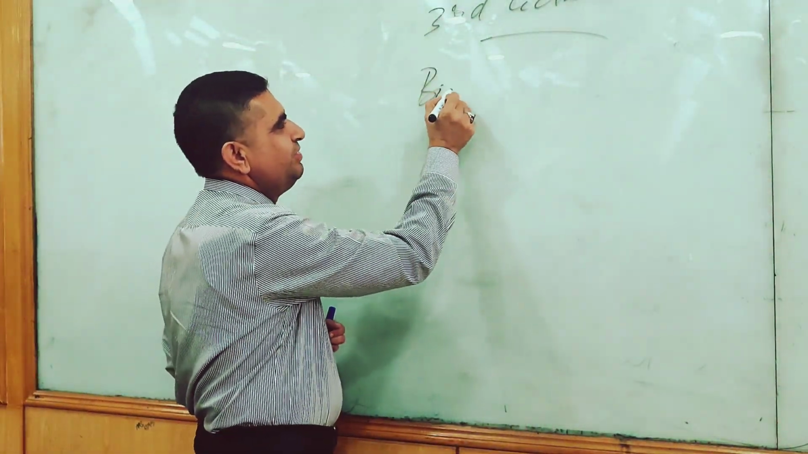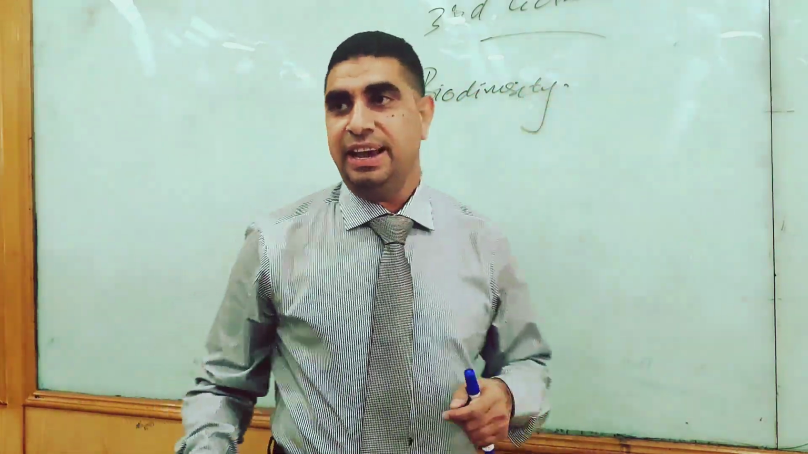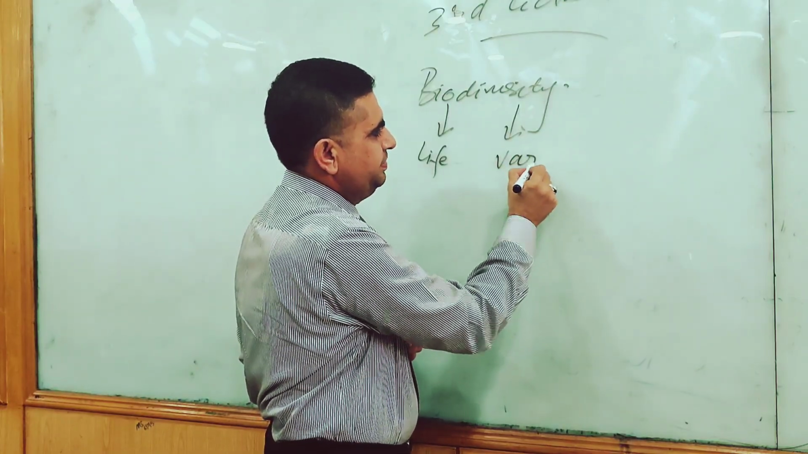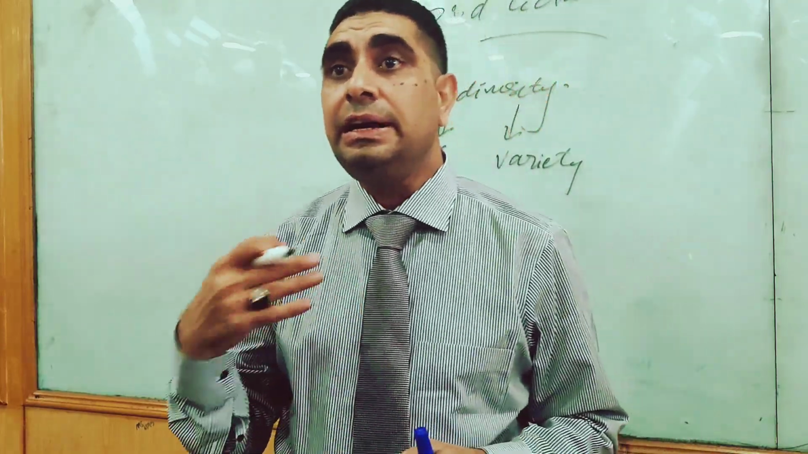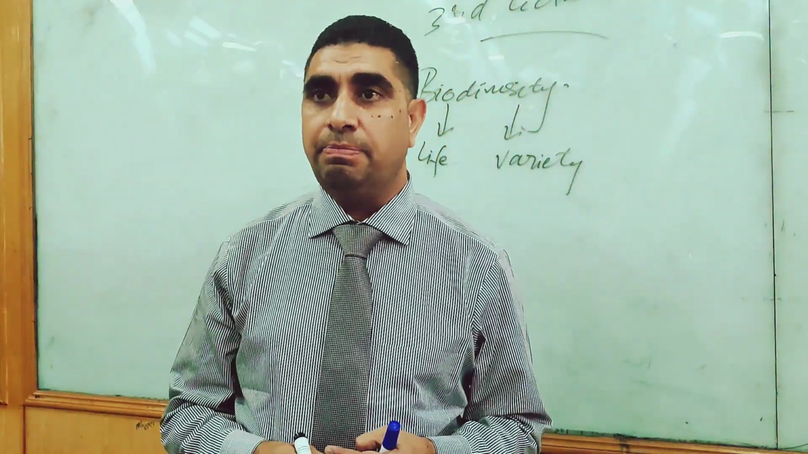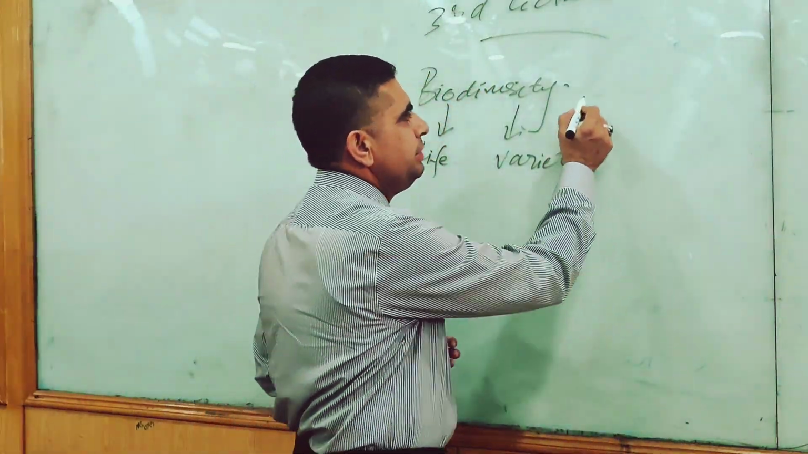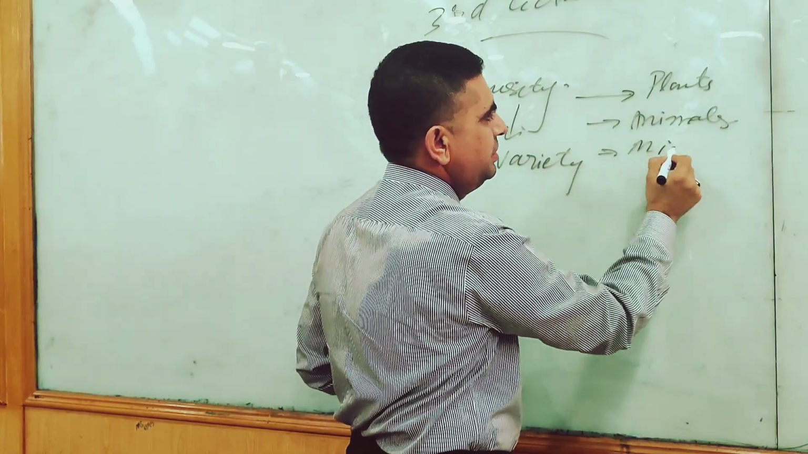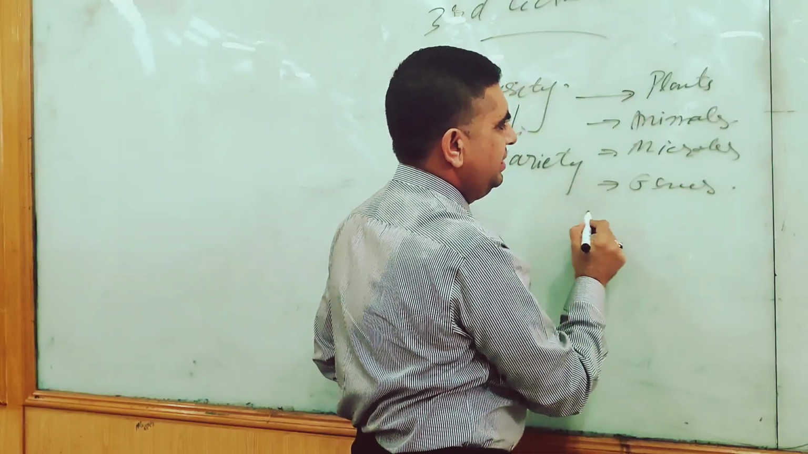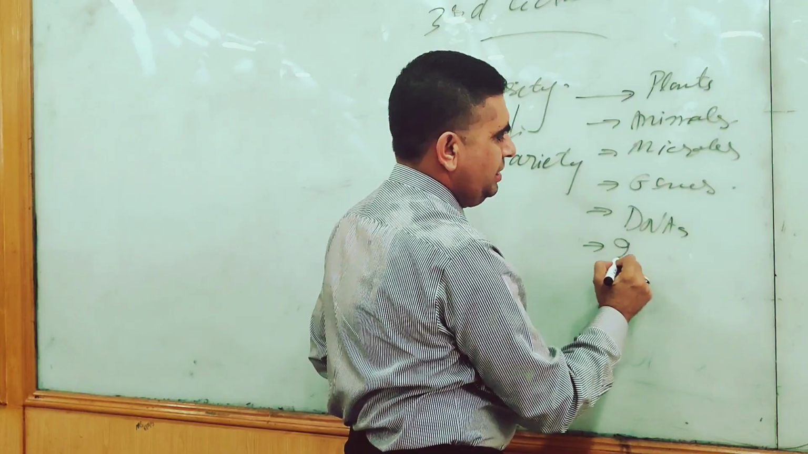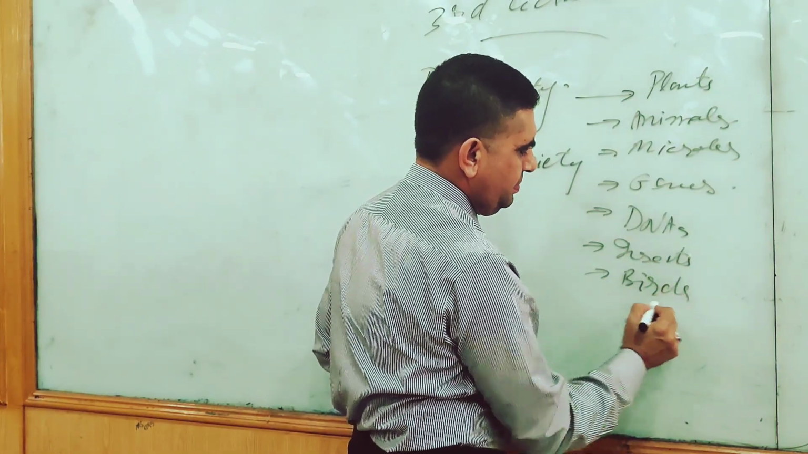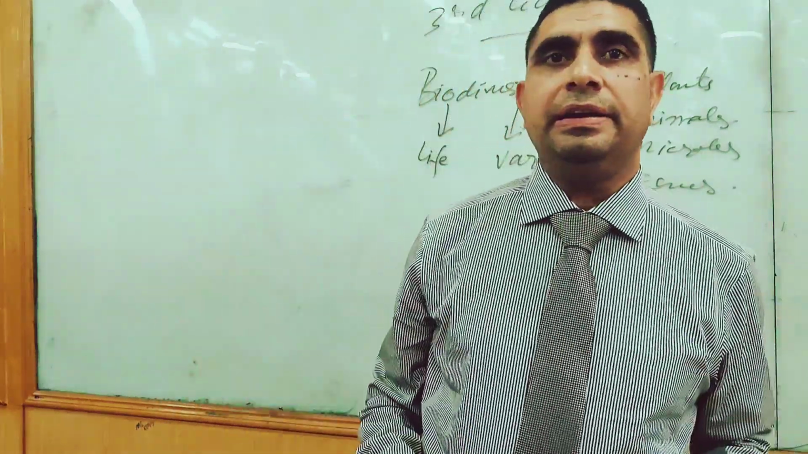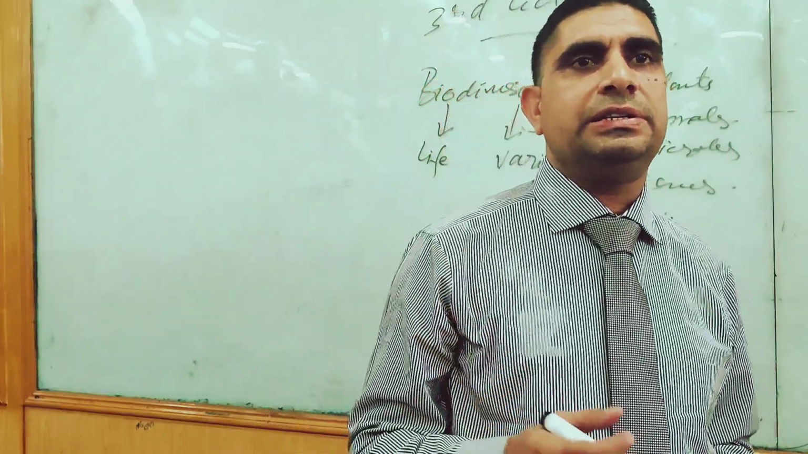So the first definition we commonly use in this lecture is biodiversity. What is biodiversity? Biodiversity basically consists of two words: bio, that is life, living, and diversity, which means variety. Variety of living things, diversity of life, diversity of organisms is called biodiversity. And this diversity includes plants, animals, microbes, genes, DNAs, insects, birds, fishes, and every living organism. Okay? On our planet, every life is called bio, and their variety or diversity is called biodiversity.